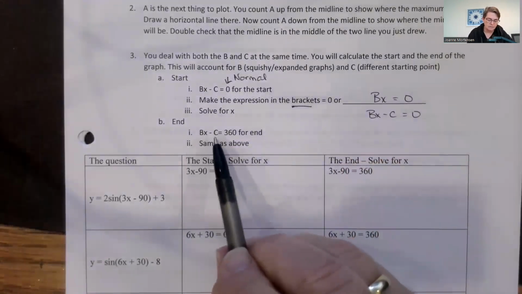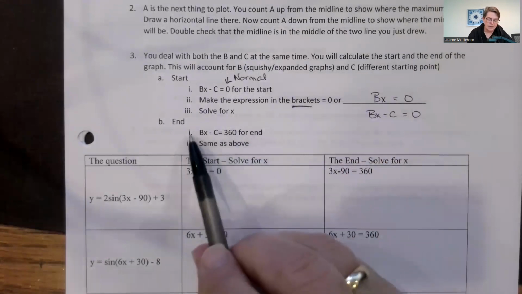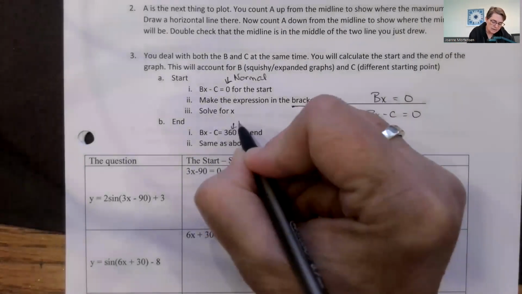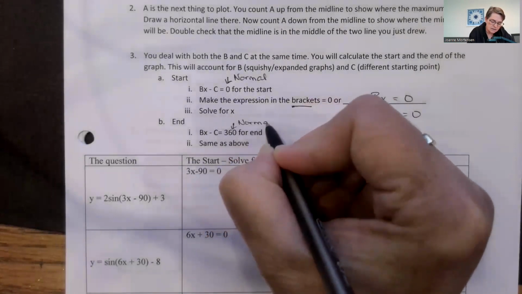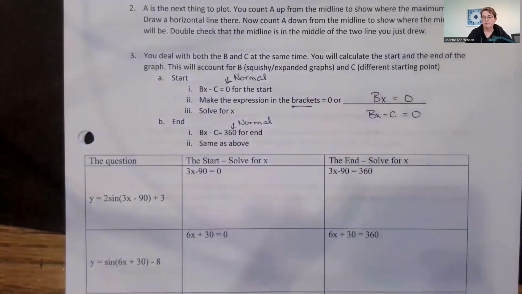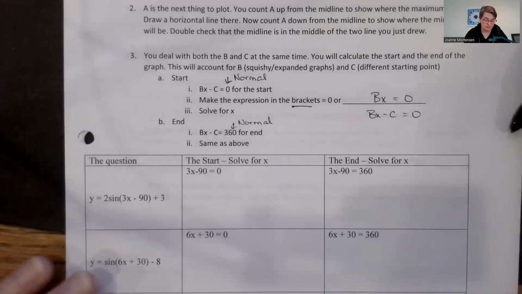And the same thing here. We're going to make it the end. This is my normal end. And then we're going to solve for x, just like we did. So let's do some practice. Then we'll get back to that equation we were working on. And you might almost enjoy these equation solving because they're pretty straightforward.